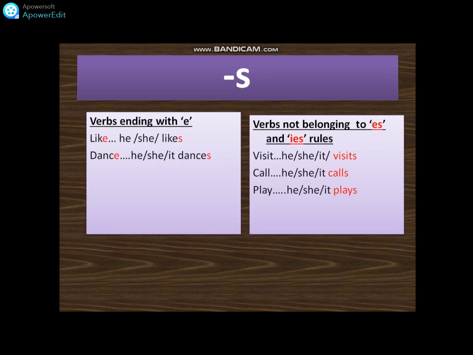Play. Now wait a moment here. So stop a minute please. Here we have Y in the end. But before the Y there is A. It's a vowel. It's not a consonant. So which means that here we have A, so we are not going to apply the IES rule. No. So which means we add just S.